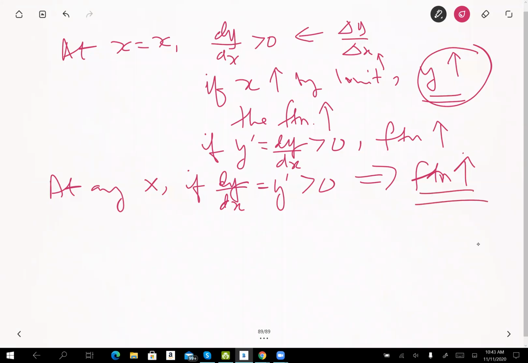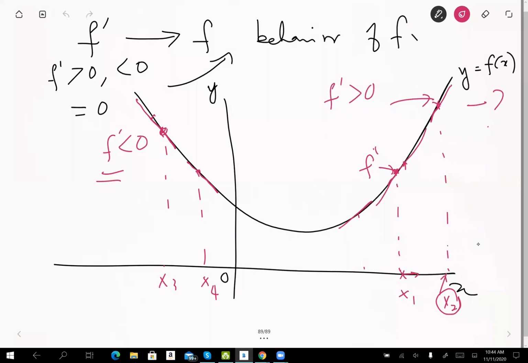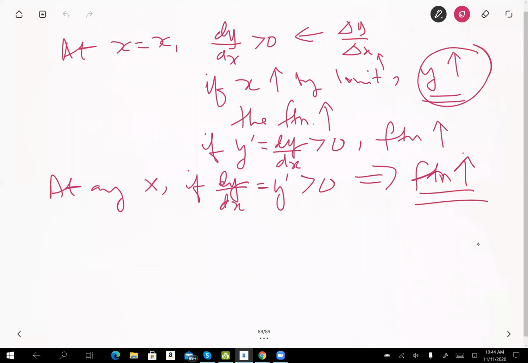All right, so go back to the other side. As you can see, at x equal to x3, the derivative is negative. So what does it tell you about the value of y if x increases by, say, 1 unit?